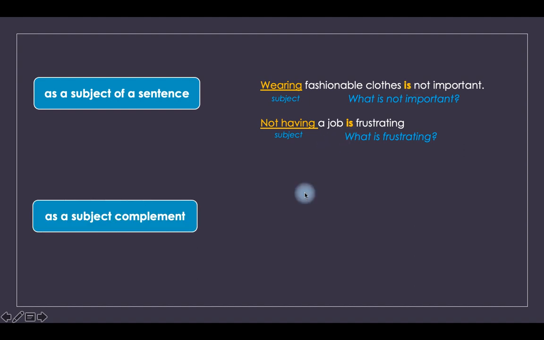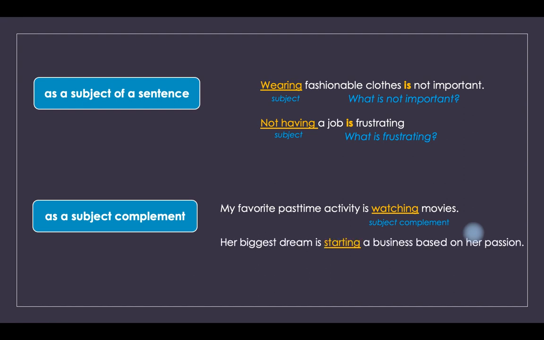Is frustrating. We can also use gerunds as subject complements. Now, complement is something that completes the subject. My favorite pastime activity is watching movies. So watching is the subject complement. It's a subject complement because it follows the verb to be. That's why we call it the subject complement. So not only a subject but also a subject complement. Her biggest dream is starting a business based on her passion.